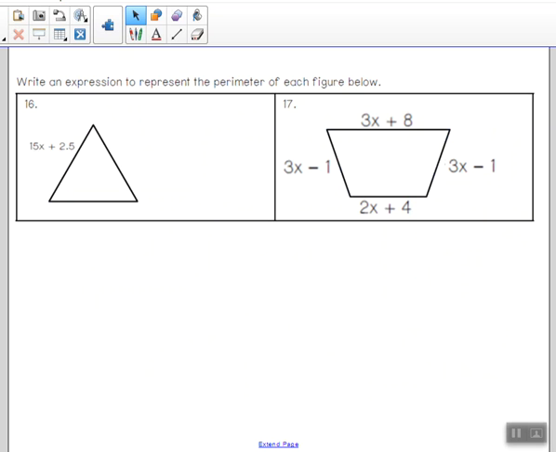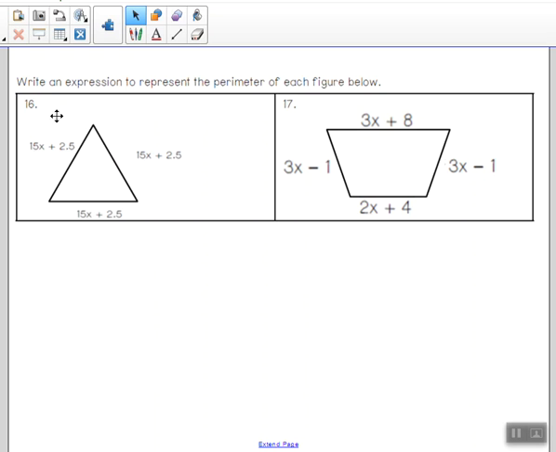All right, now sometimes they'll give you a shape like this and they'll tell you its sides, and they ask you a question like this. Write an expression to represent the perimeter of each figure below. Well, if I'm looking at this triangle right here, it looks to be an equilateral triangle and they only tell me one side. But I'm making the assumption, since it's an equilateral triangle, that really if that side is 15x plus 2.5, then all sides are 15x plus 2.5.